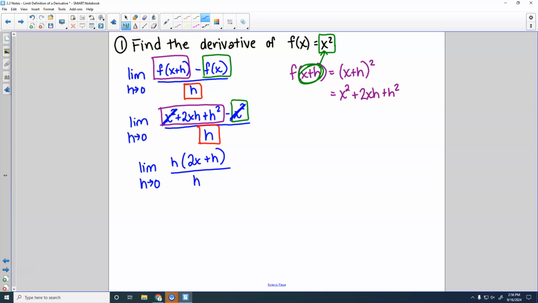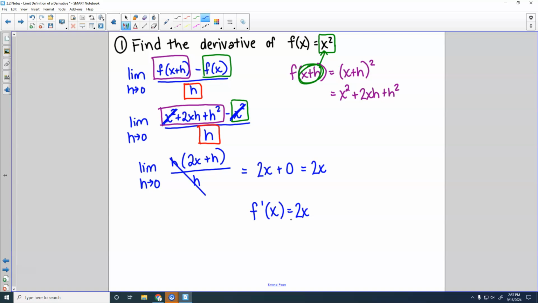Okay, questions so far? What can happen now? H's cancel. All right, then what do we have to do? Plug in. What are we plugging in for? H. So 2x plus 0 is just 2x. So the way we could write our answer here is we could say f prime of x equals 2x.